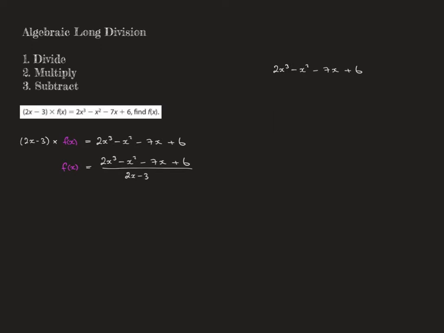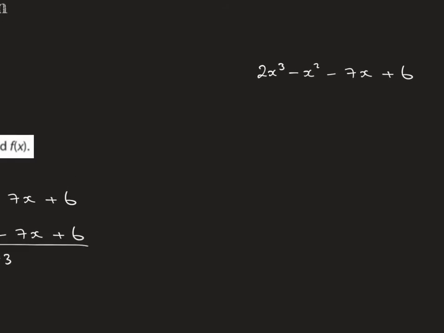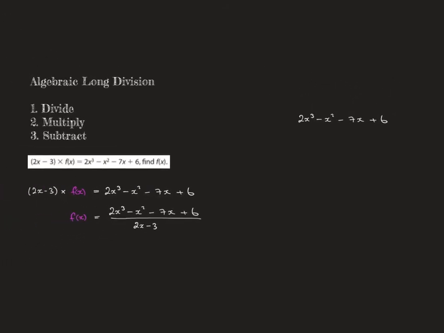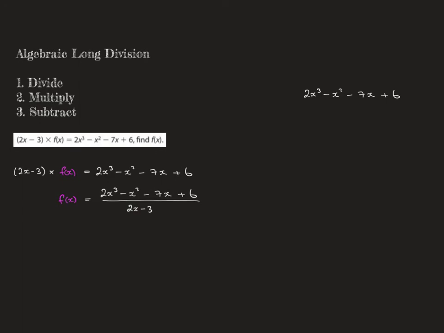Okay, and I'm going to divide that by, things just jump around a bit, I'm just going to divide that by 2x minus 3.